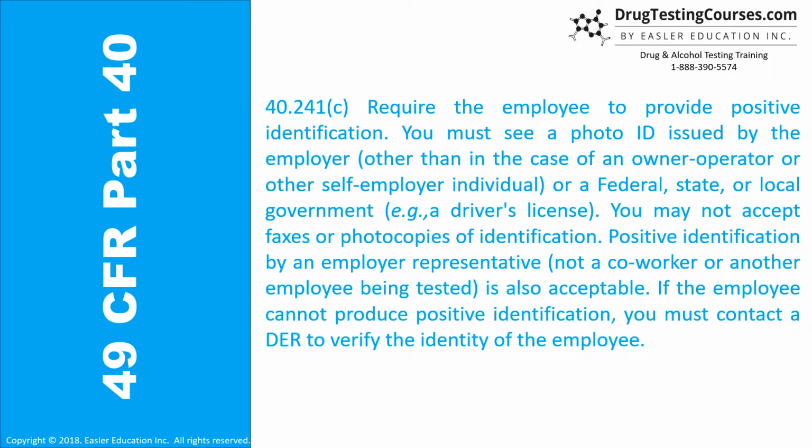40.241C. Require the employee to provide positive identification. You must see a photo ID issued by the employer, other than in the case of an owner-operator or other self-employed individual, or a federal, state, or local government, e.g., a driver's license. You may not accept faxes or photocopies of identification.